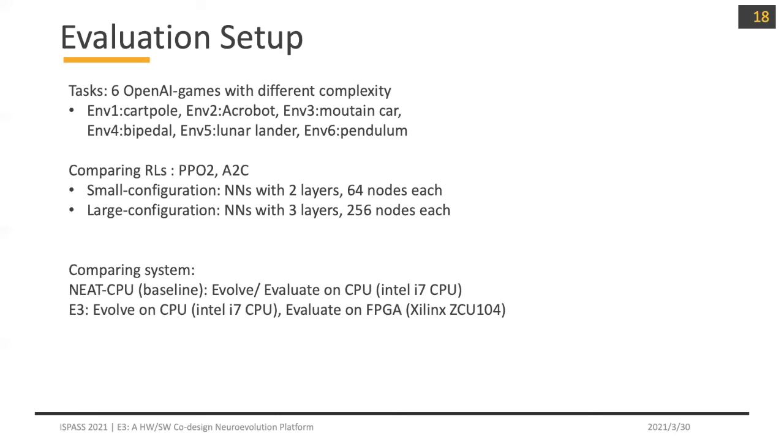Here's our evaluation. We evaluate over 6 OpenAI games with different complexity. For the algorithm side, we compare with the reinforcement learning algorithms PPO2 and A2C with 2 different configurations. For the system side, the baseline system is the CPU-only execution, which we call NEAT CPU. And our case is called E3.